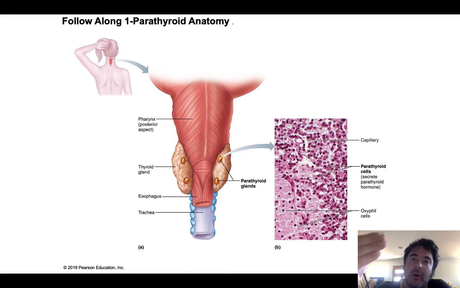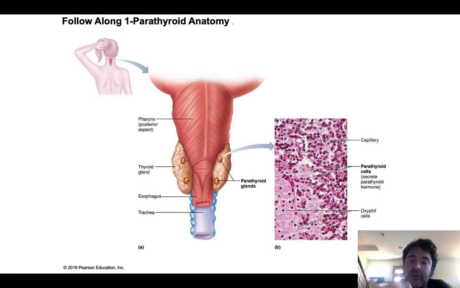The parathyroid glands tend to exist on the posterior aspect of the thyroid gland. They're about the size of a grain of rice, meaning they're very small, and they're not quite as cleanly delineated as you see in this image. But the parathyroid glands are structurally and functionally unique from the thyroid gland. They have a completely different set of functions. So we're going to focus on the parathyroid gland today.